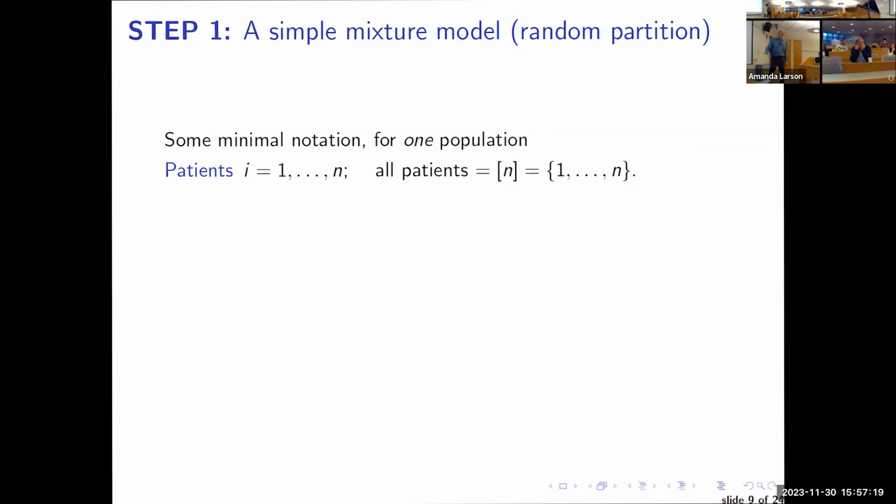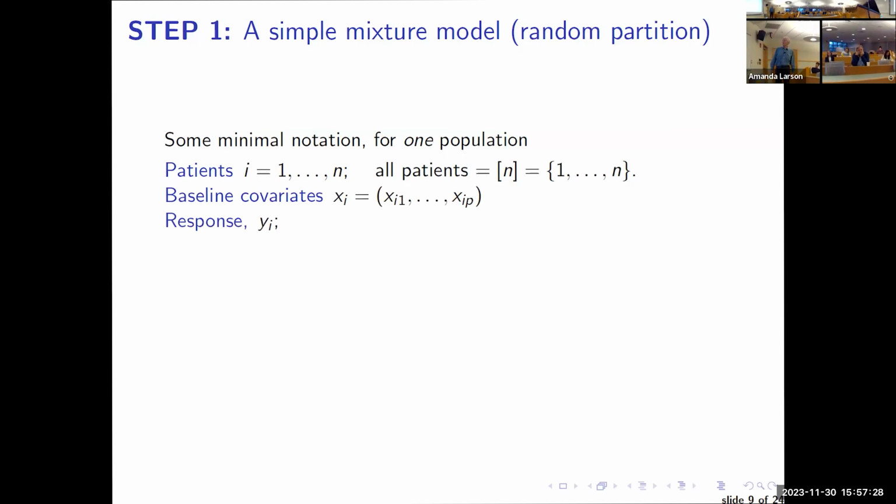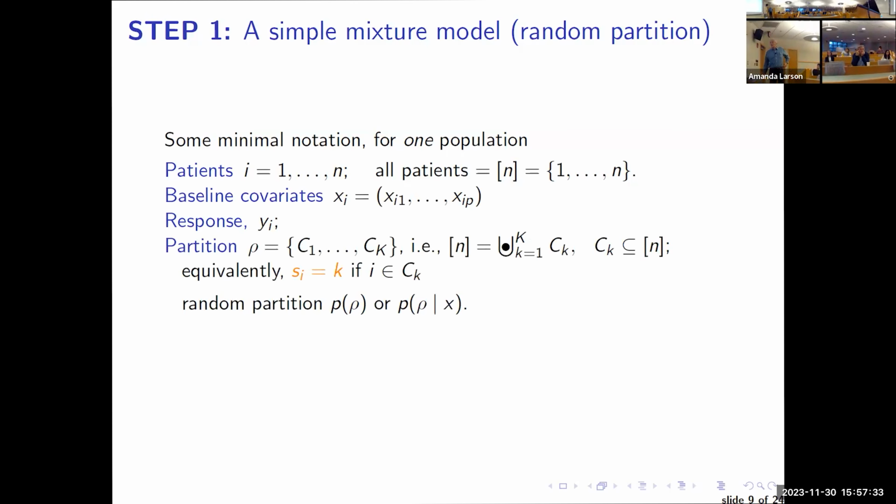So I use i to index the patients, 1 through n. We have the baseline covariates x sub i, assume there are p of them. Eventually, we'll introduce a response, y sub i. There will be a notion of clusters or partition. In my mind, clustering and partition is a synonym. I'll use C1 through CK to denote the subsets, the strata of patients, like there would then be capital K strata of the patients. The clusters shall be random, as well as the capital K is random. The number of clusters is part of the random partition.